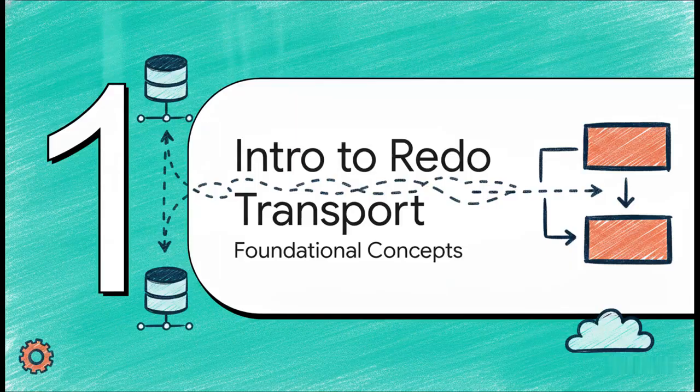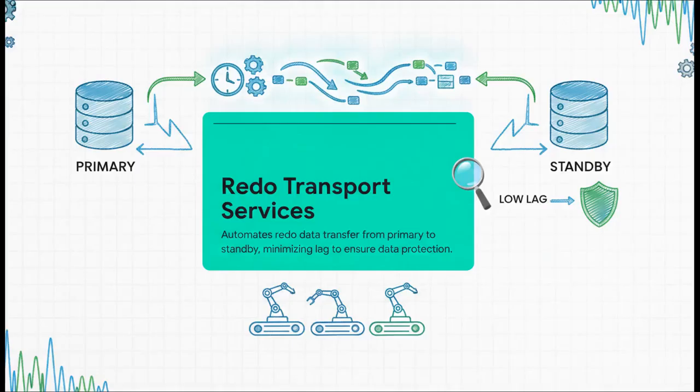Section 1. Intro to Redo transport. Let's lay down the foundational concepts. So, Redo Transport Services, commonly referred to as RTS. As you can see here, these are the core transport services that automate the transfer of redo data from a primary database over to one or more standby destinations.